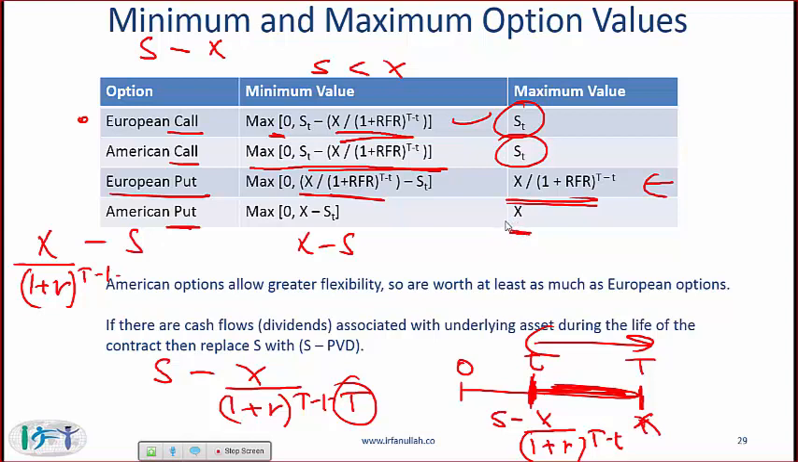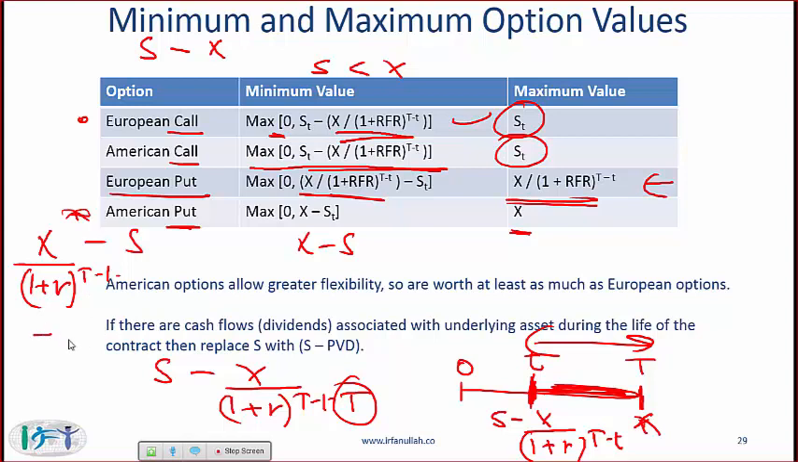So how do you remember all this? You need to remember whether you are doing S minus X or X minus S. That's easy. And remember that you always discount X except with an American put. Okay, so hopefully that should be easy to remember.